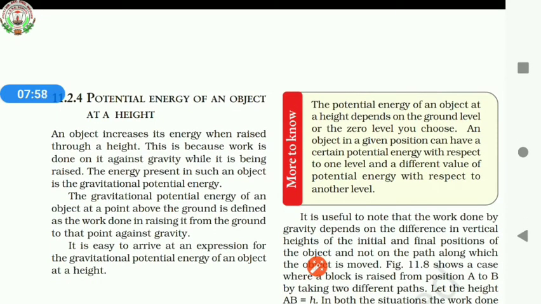Our next topic is potential energy of an object at a height. The potential energy of a body is due to its higher position above the earth, and it is equal to the work done on the body against gravity in moving the body to that position. So, to find out the potential energy of a body lying at a certain height, all that we have to do is to find out the work done in taking the body to that height.